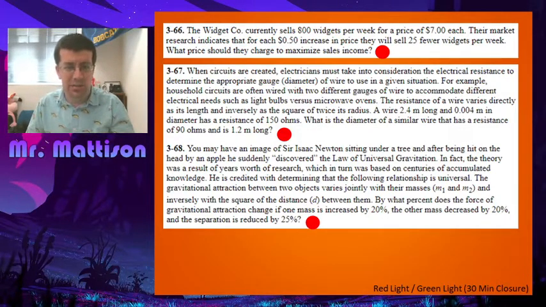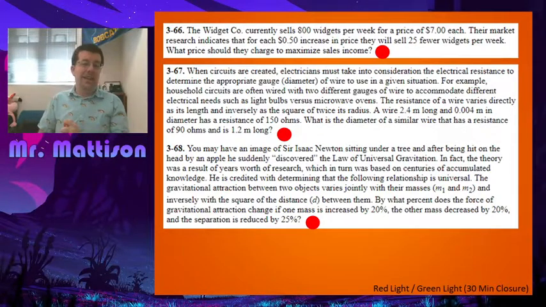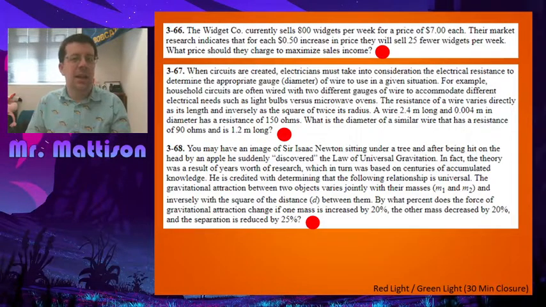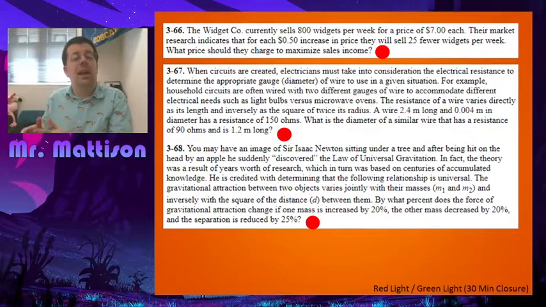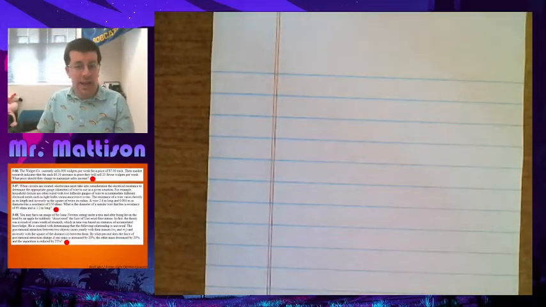So first one here, we have 800 widgets that are selling at $7 each. My research shows that if I increase the price by 50 cents, I will see 25 fewer sales. So how much should I increase my price in order to maximize my overall profit here? Let's take a look at how we should approach this.